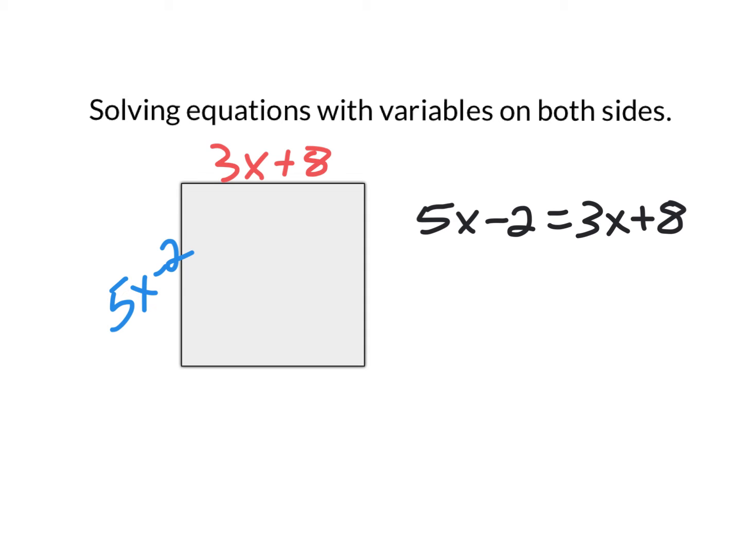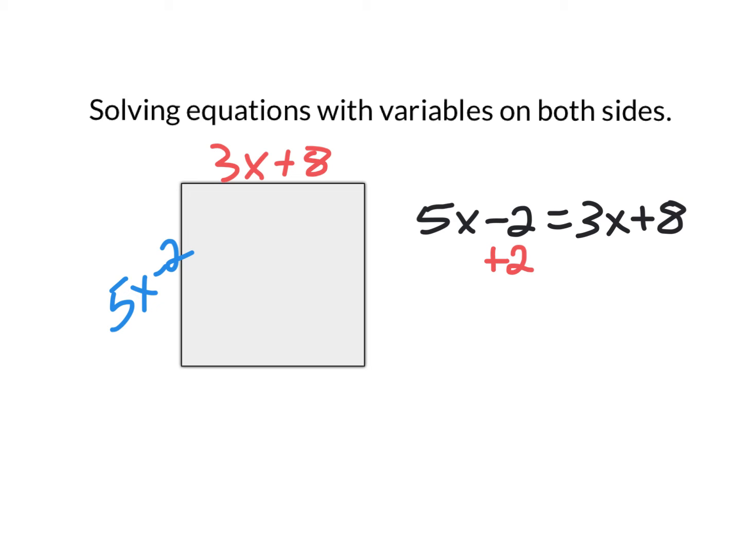So the first way I'm going to show you how to solve this is to use opposite operations. Let's go ahead and start with the variables. So let's say, actually, you know what? Let's start with the constants. So if I want to get my variables, my x's on the left side and my constants on the right, I need to move this minus 2 from the left side. All right, so the opposite of subtracting 2 is to add 2. So let's go ahead and add 2 to the left side.